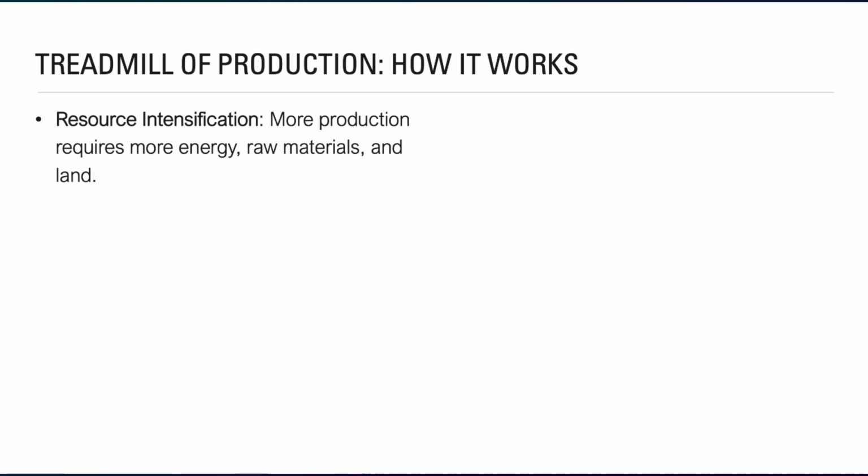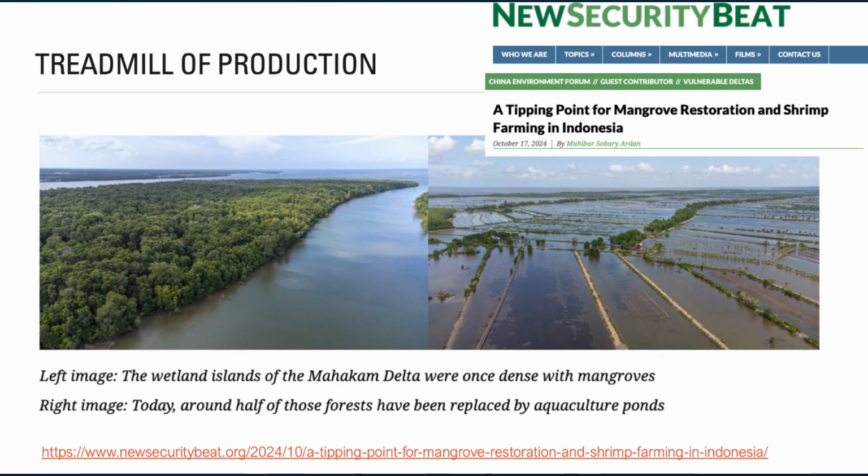Second, there's resource intensification. As production scales up, so does the demand for energy, minerals, land, and labor. This leads to ecological degradation, things like deforestation, soil erosion, biodiversity loss, and guess what? All of these increase disaster risk. For example, clearing mangroves for shrimp farming may boost exports, but it also removes a natural buffer against coastal storms.